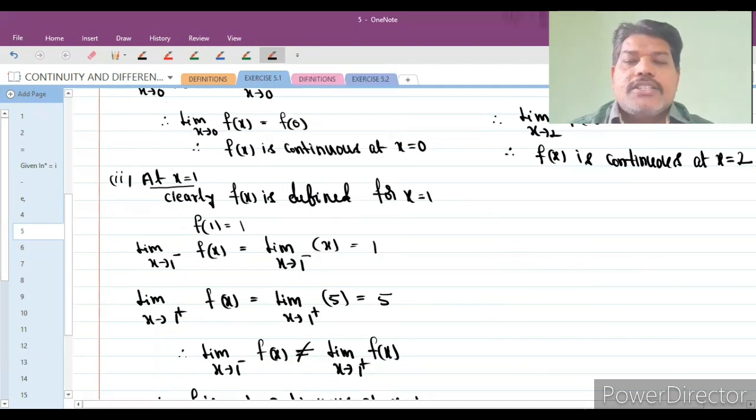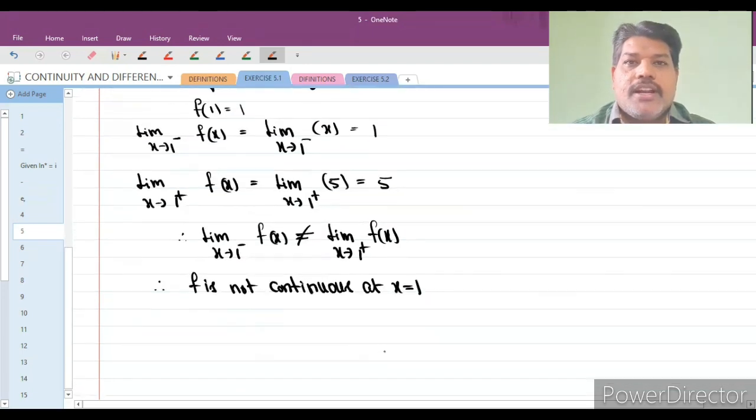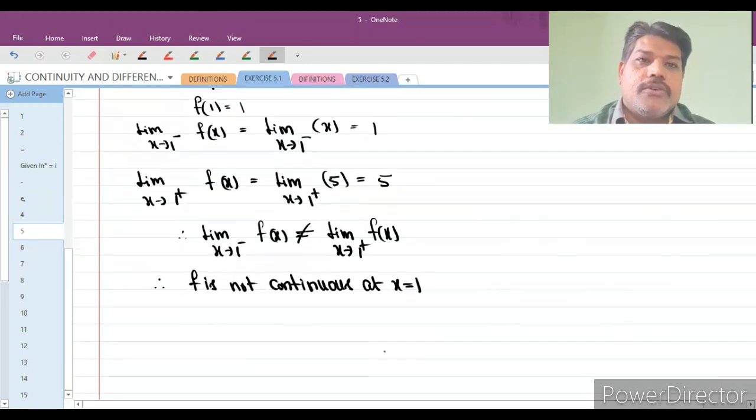So see this one, at x is equal to 1, clearly f of x is defined. Automatically f of 1 value will become 1 only. Limit extending to 1 minus and 1 plus, that is nothing but a left hand limit we have to calculate, and similarly we have to calculate the right hand limit also. In both the cases, if they are not equal, then limit extending to 1 minus f of x is not equal to limit extending to 1 plus f of x. Then we can declare that f is not continuous at x is equal to 1. Okay. So see that question, students, and practice that question.